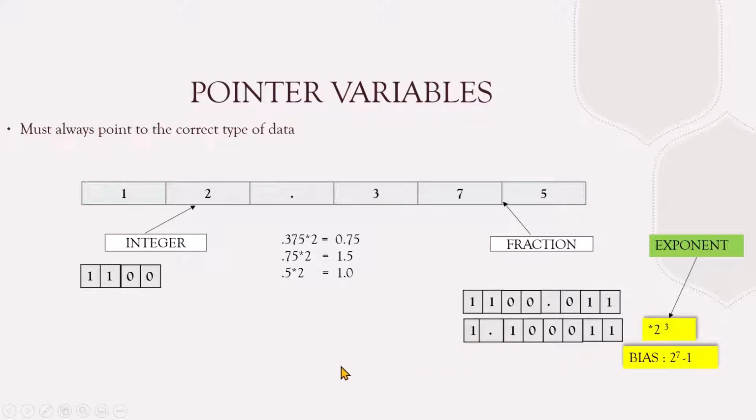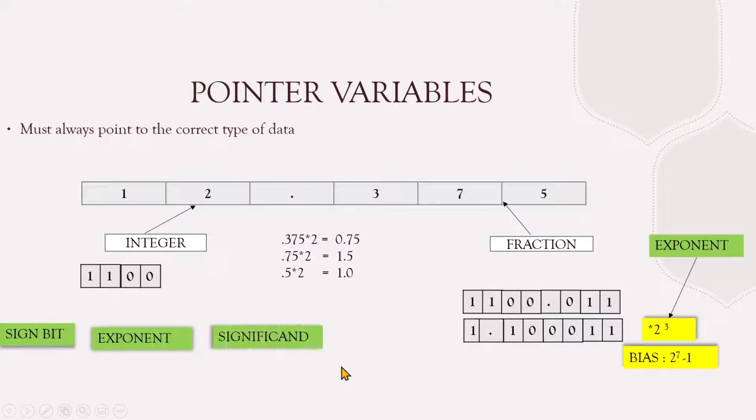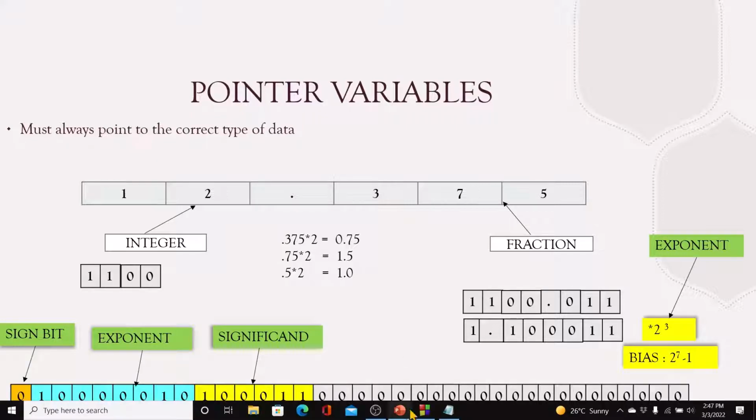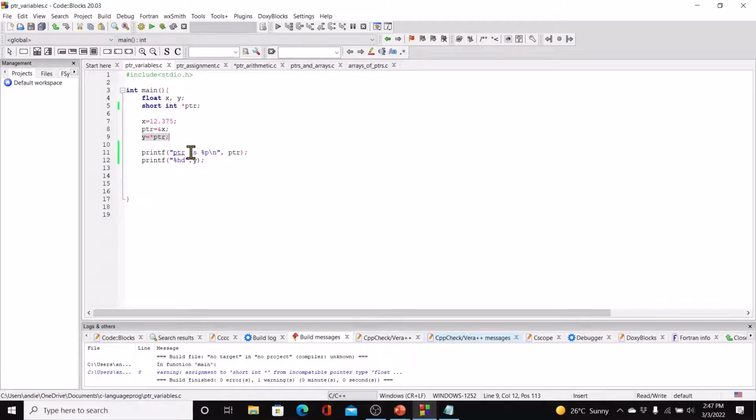So we place all those down, starting with the sign bit, the exponent, the significand. And when we do that, we will have something like this. So we have the sign bit. This is 130 represented in binary, the significand.